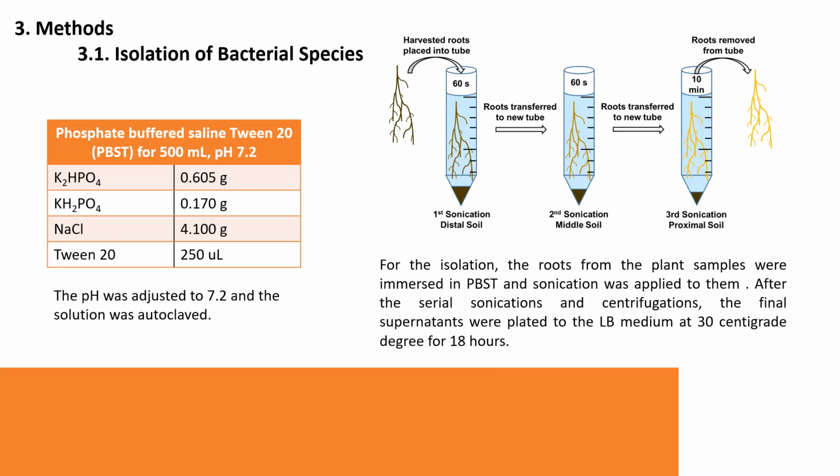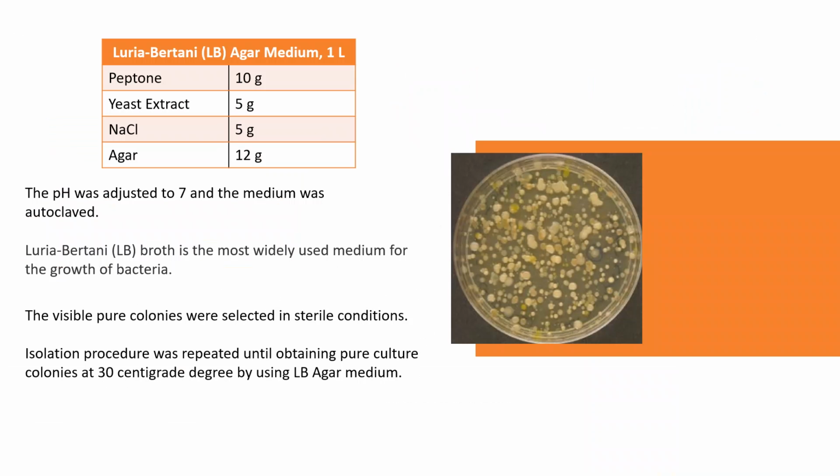To reach our aim, firstly bacterial species were isolated from einkorn roots by using phosphate buffered saline and sonication. You can see our procedure in this slide. Then LB agar media was used to differentiate the bacterial colonies until obtaining pure colonies in a plate. You can see in this slide the procedure of the LB agar preparation.